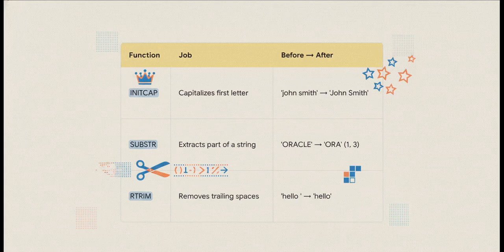This slide just shows you how much power you have at your fingertips. With a function like INITCAP, you can instantly standardize names. With SUBSTR, you can pull out things like account codes or product prefixes. And with RTRIM, you can finally get rid of those invisible trailing spaces that cause so many data matching headaches.